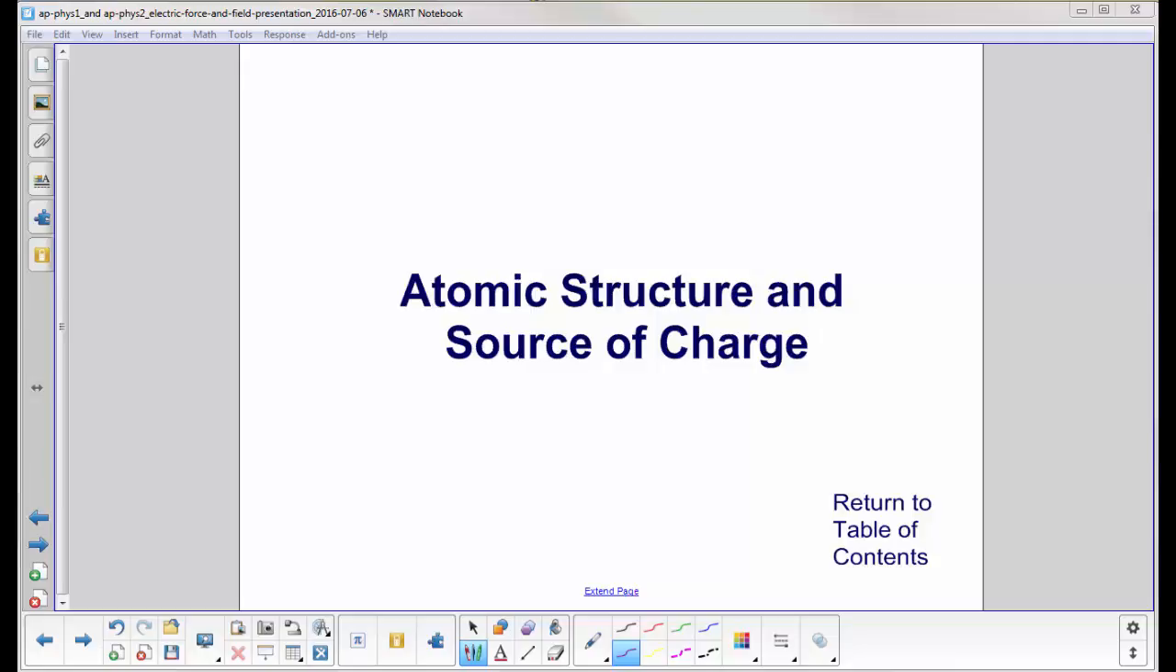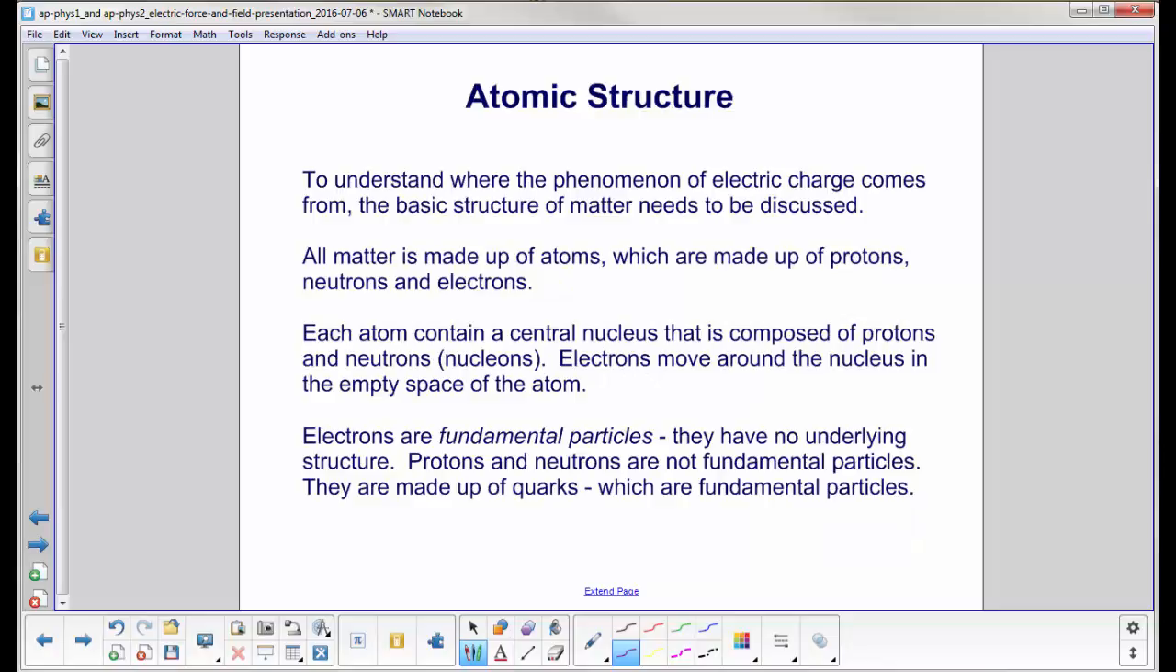Atomic structure and the source of charge. To understand where this electric charge comes from, we have to turn to the basic structure of matter. All matter is made up of atoms, which are made up of protons, neutrons, and electrons.